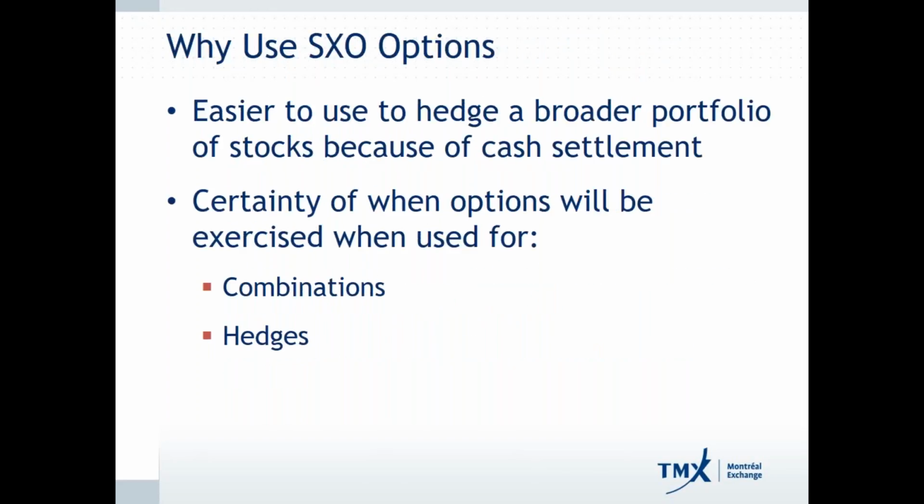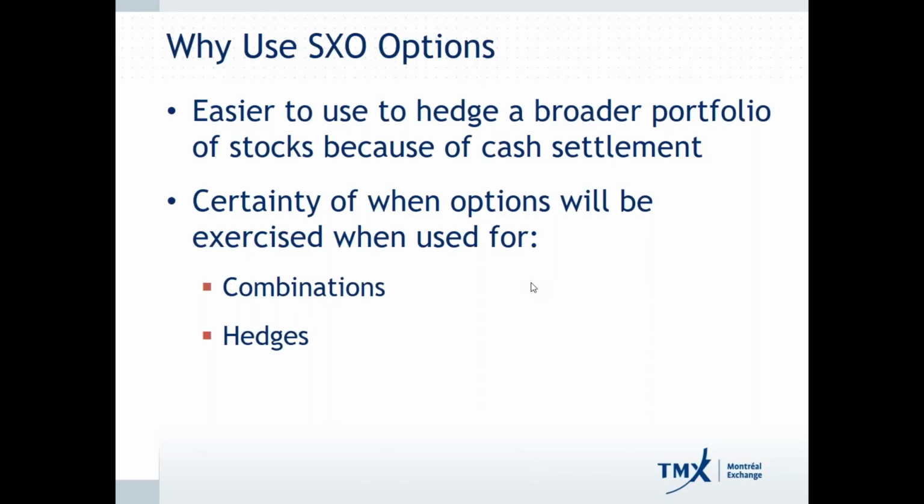No shares are sold, and the position is cash settled. So why would we use SXO options? As I mentioned, it's easier to use these options to hedge a broader base portfolio of stocks because of the cash settlement, right? And there's more certainty in terms of what the outcome is going to be. Either they're going to expire worthless or they're going to be cash settled.